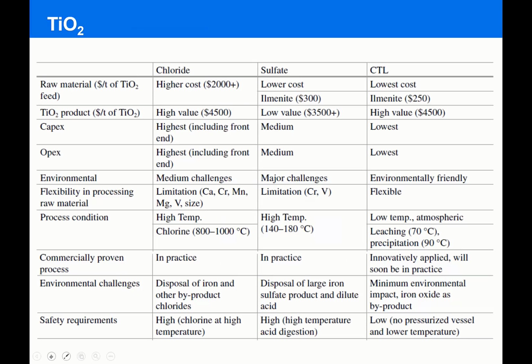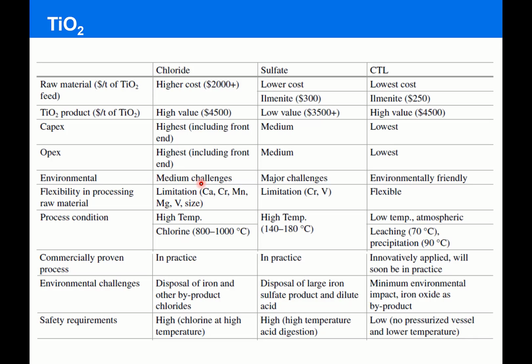This table summarizes the advantages and disadvantages of each one of these processes. Chloride usually uses very high purity starting materials, which are typically very high in cost as well. However, the product that it produces is very high purity as well, which makes it of very high value. The cost for the infrastructure is high. However, it has the advantage of medium environmental challenges in terms of the byproducts that it produces.